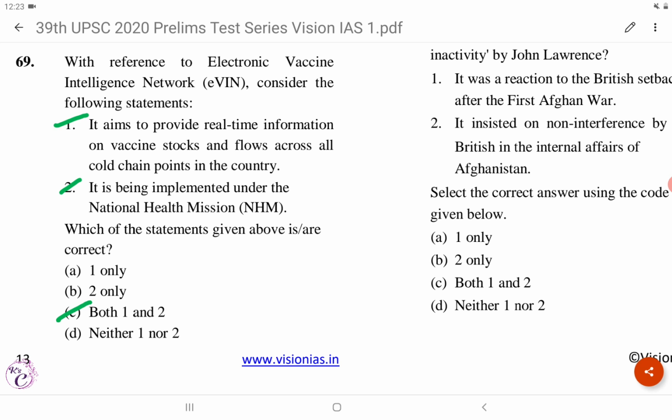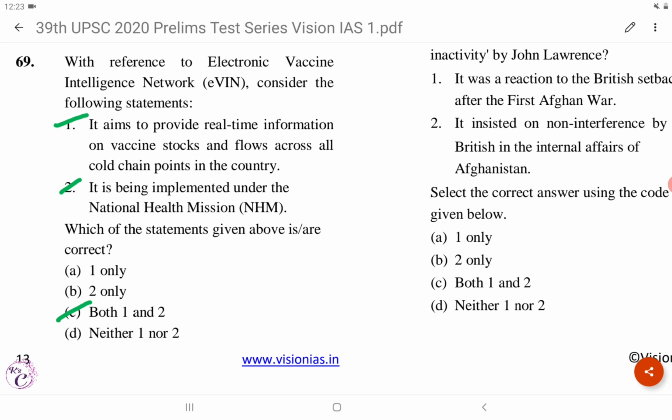So recently, to support the government of India's efforts to combat COVID-19, EVIN India is helping the state or union territory governments monitor the supply chain of COVID response material. Both statements 1 and 2 are correct.